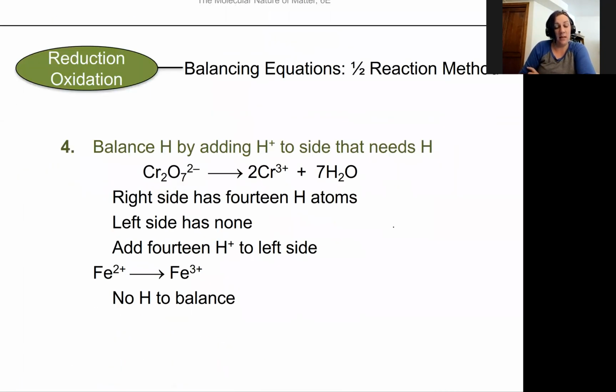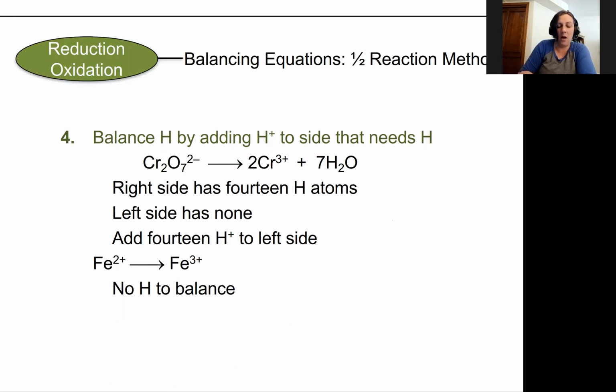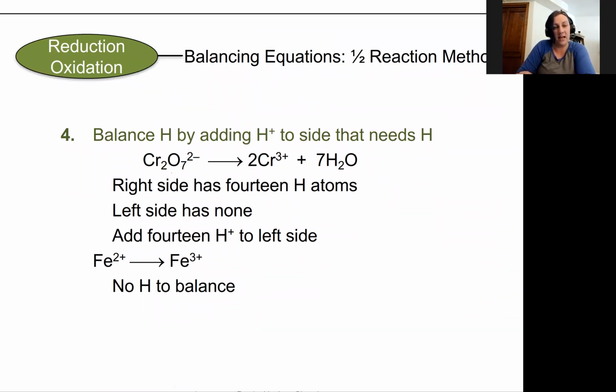Now I need to balance out my hydrogens. So I don't have any on my reactant side in my reduction half reaction, but I have a total of 14 hydrogens on my product side. So since we're under acidic conditions, I'm going to balance with H+, and I'm going to need 14 of those on my reactant side. And now I should be balanced on my hydrogens. Again, my iron equation has nothing to balance. There's no hydrogens, so I don't have to do anything.